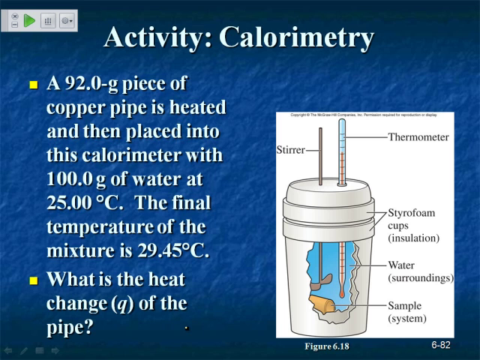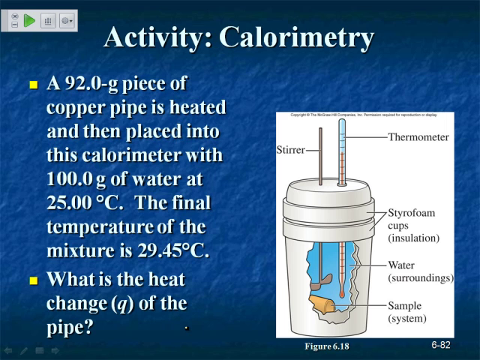The initial temperature of the pipe. It just says the pipe is heated and put it into water. We don't know what was the temperature of the pipe before you place it into water. Right? Therefore, even if I provide you a table of specific heats for everything, you still won't be able to calculate the specific heat of the metal directly. So what we can do?